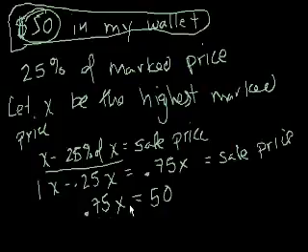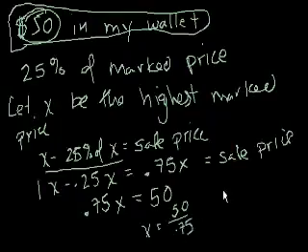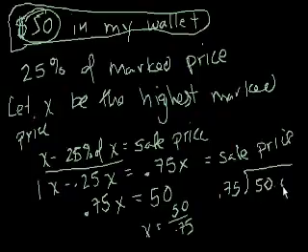So going back to how we did these problems before, we just divide both sides by 0.75, and we say that the highest marked price that I can afford is 50 divided by 0.75. And let's figure out what that is. 0.75 goes into 50. Let's add some zeros in the back. If I take this decimal, move it 2 to the right, take this decimal, move it 2 to the right, it goes right there. So 0.75 goes into 50 the same number of times that 75 goes into 5,000.